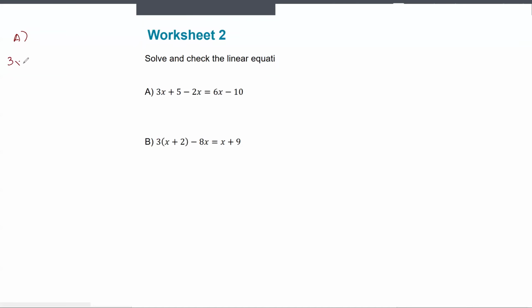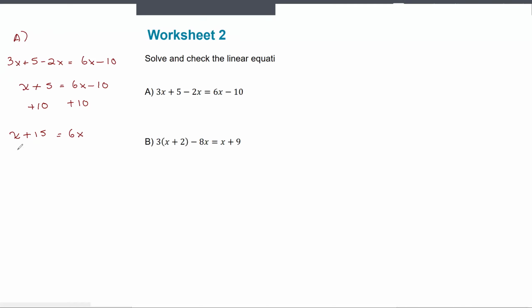So we have 3x plus 5 minus 2x equals 6x minus 10. So if we simplify both sides, this side will simplify because we've got like terms into x plus 5, and this will be 6x minus 10. So it's up to you what you want to move first. So we could minus the 5 or we can add the 10. So we haven't done it this way, so let's add the 10 first. That's going to give me 6x is equal to x plus 15 when we add the 5 and the 10.